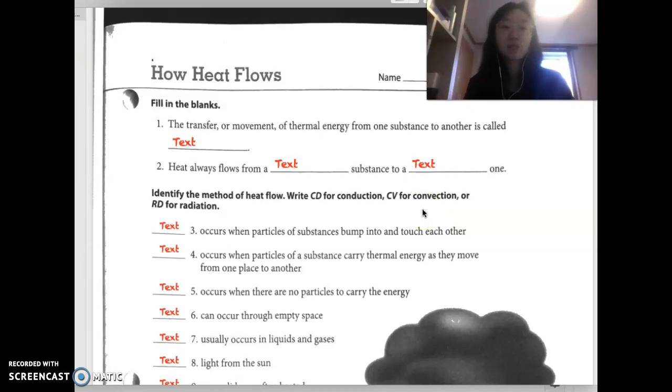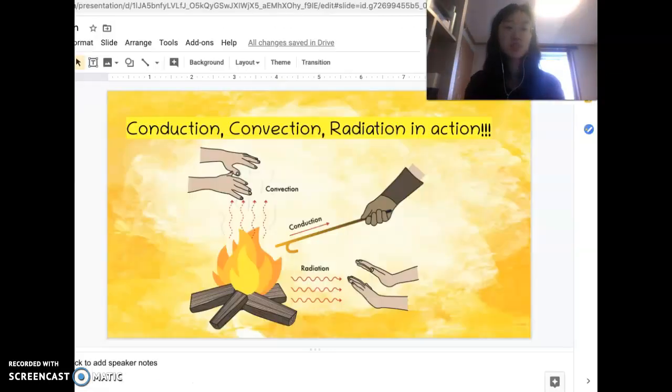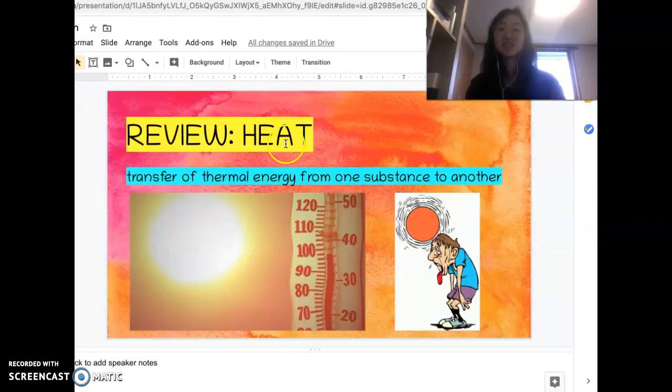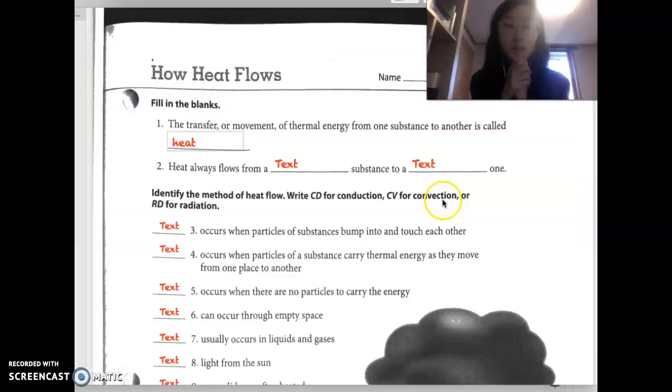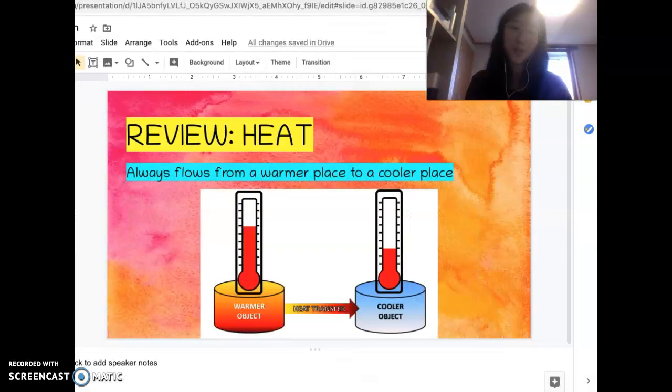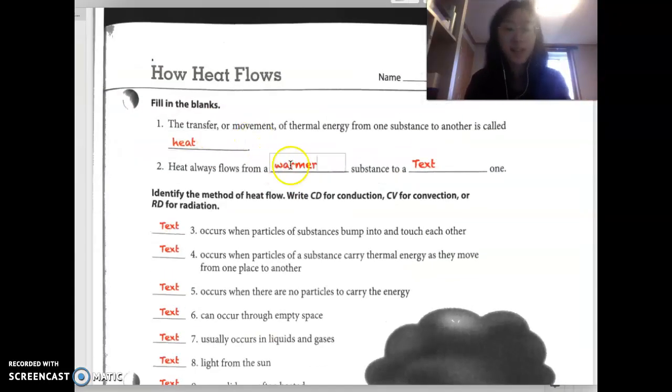Fill in the blanks. Number 1, the transfer or movement of thermal energy from one substance to another substance is called heat. That's right. And heat always flows from a blank substance to a blank one. So warmer to cooler or cooler to warmer? Of course, it is warmer to cooler. Of course, Miss Oak, that is so obvious.